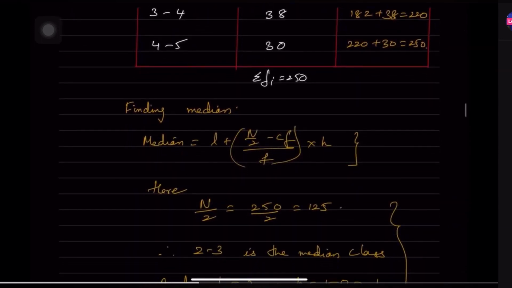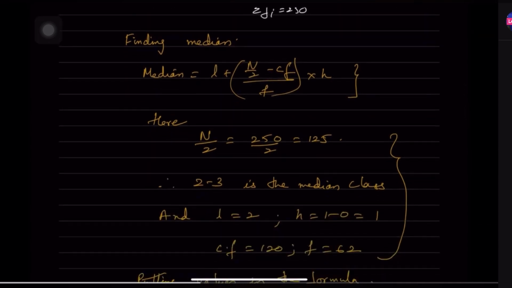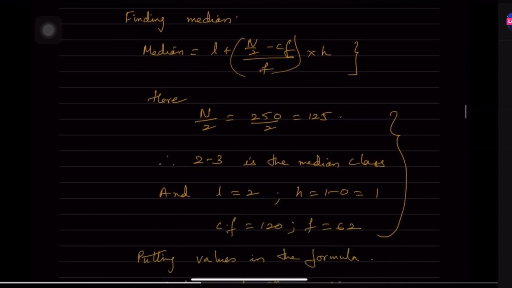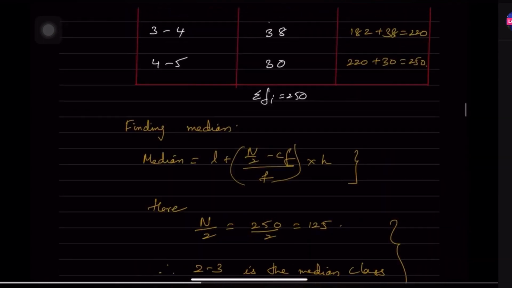So how do we find out the median? We just see, median is equal to L plus (N by 2 minus cumulative frequency) by frequency into h. Here N by 2 is nothing but sigma fi by 2, which is equal to 250 by 2, which is equal to 125.